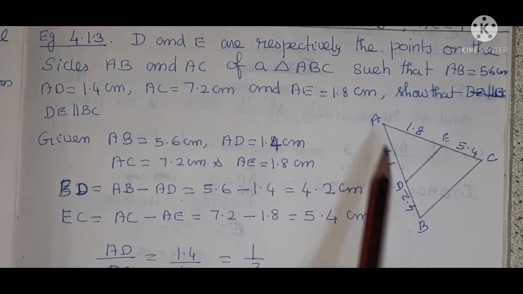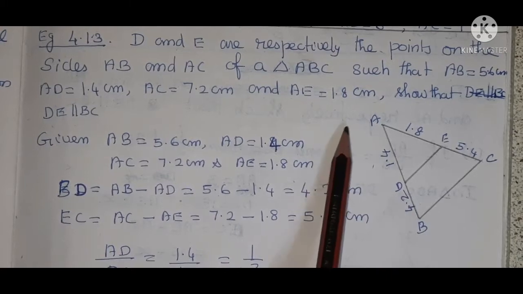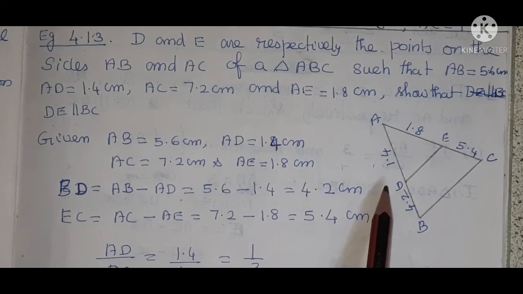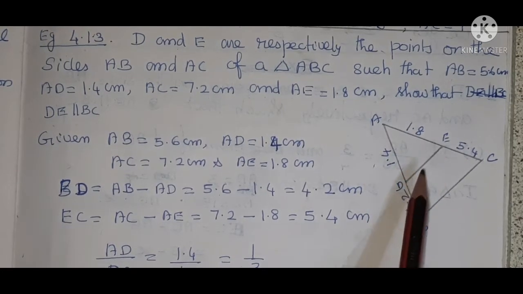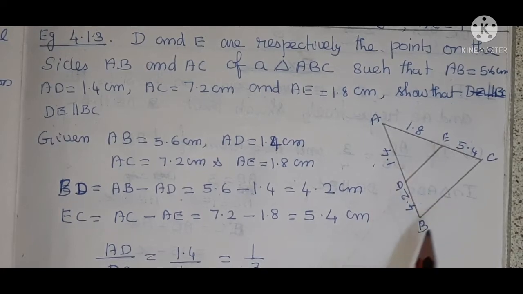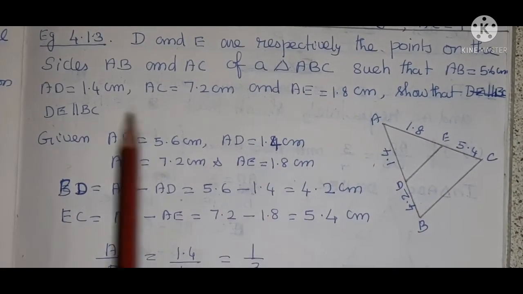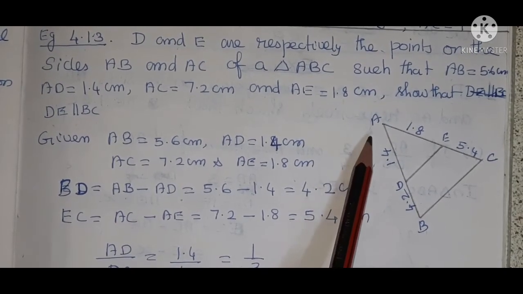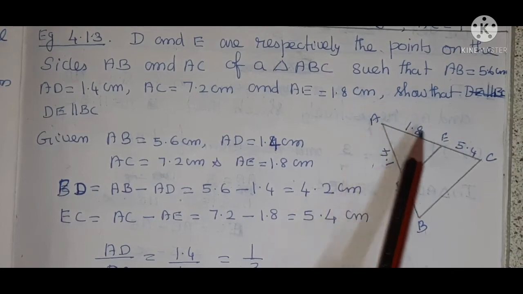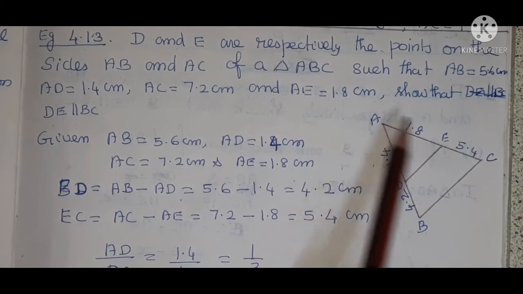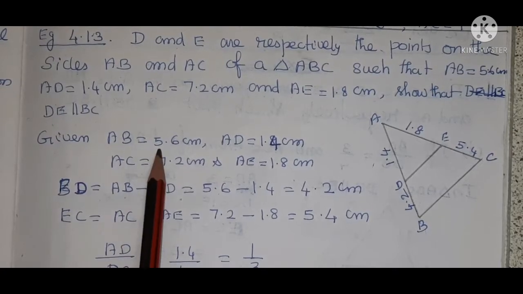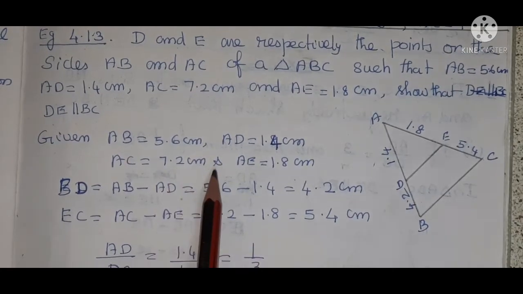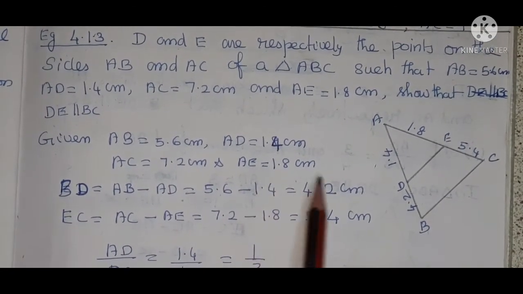Here a triangle ABC is given. D is a point on AB, E is a point on AC. Join DE, we get a line. To prove that line DE is parallel to BC. Given AD is 1.4 cm, AB is 5.6 cm, AE is 1.8 cm, AC is 7.2 cm.